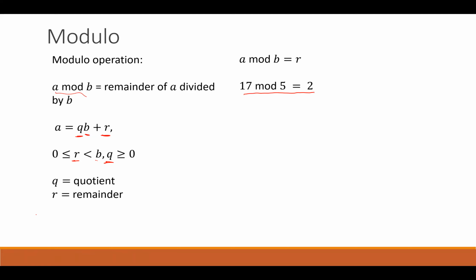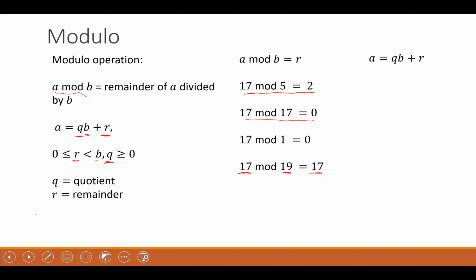So 5 divides into 17 3 times. That gives me 15 plus 2 remainder. 17 mod 17, the remainder is 0. 17 mod 1, the remainder is 0. So 1 divides into 17 evenly, right, with no remainder. A number mod some number greater than itself is simply the number, right? So how many times does 19 go into 17? Well, it goes 0 with 17 remainder.